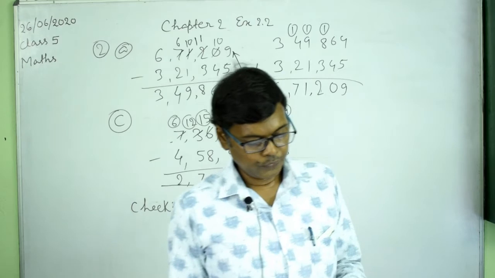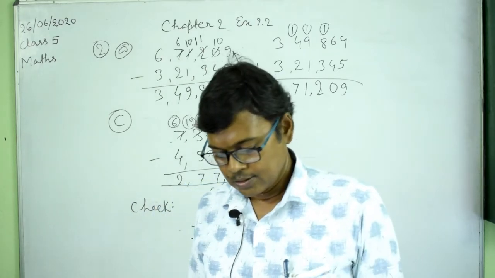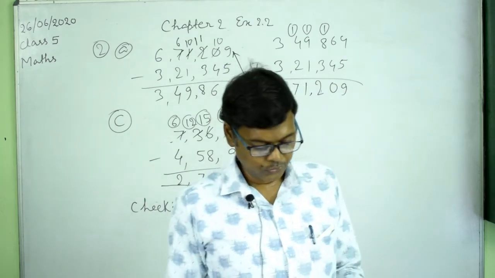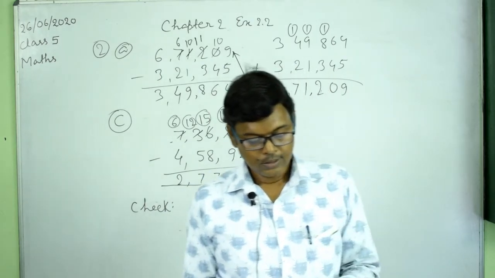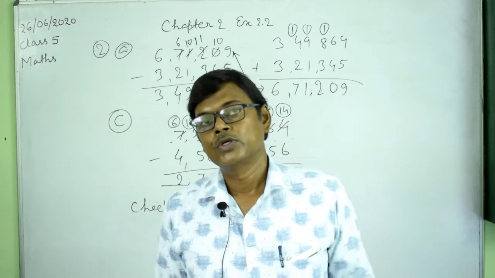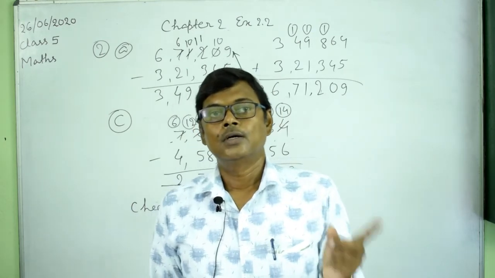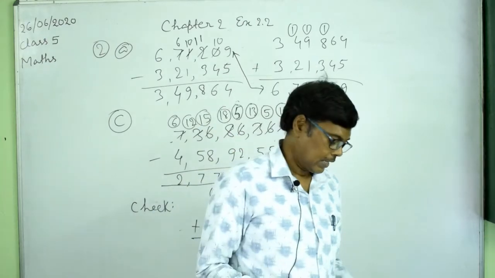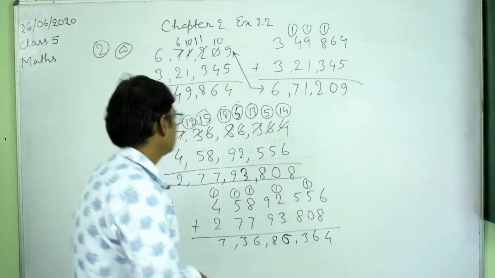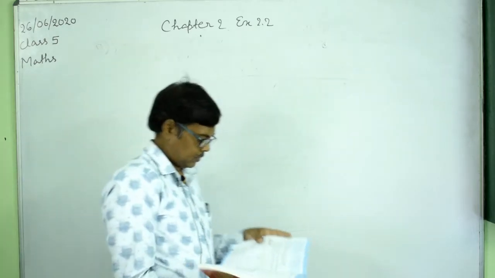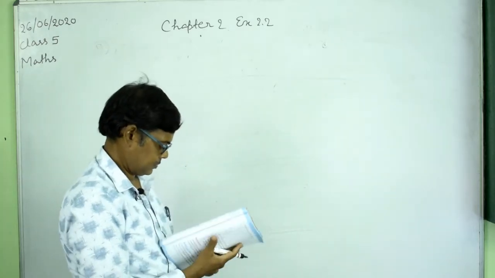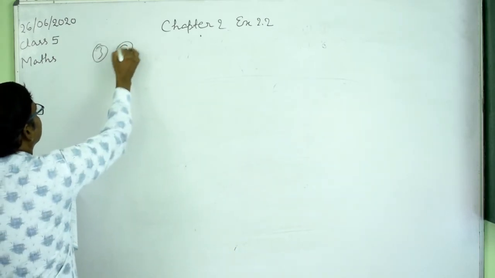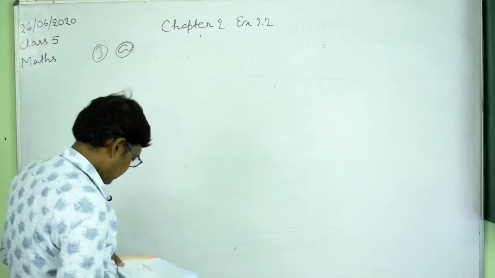Question number 3, find the differences on subtracting the following. So here again we have to subtract the numbers, but here you are given that subtract this number from this number. So from this number means you must write the other number first and the first number later, and then subtract as usual. So question number 3A. So in this find the difference.